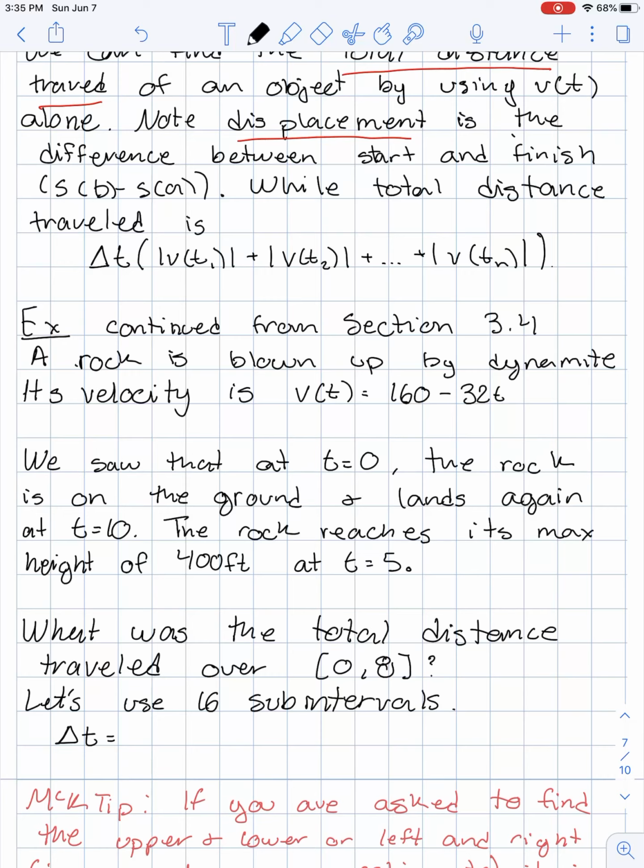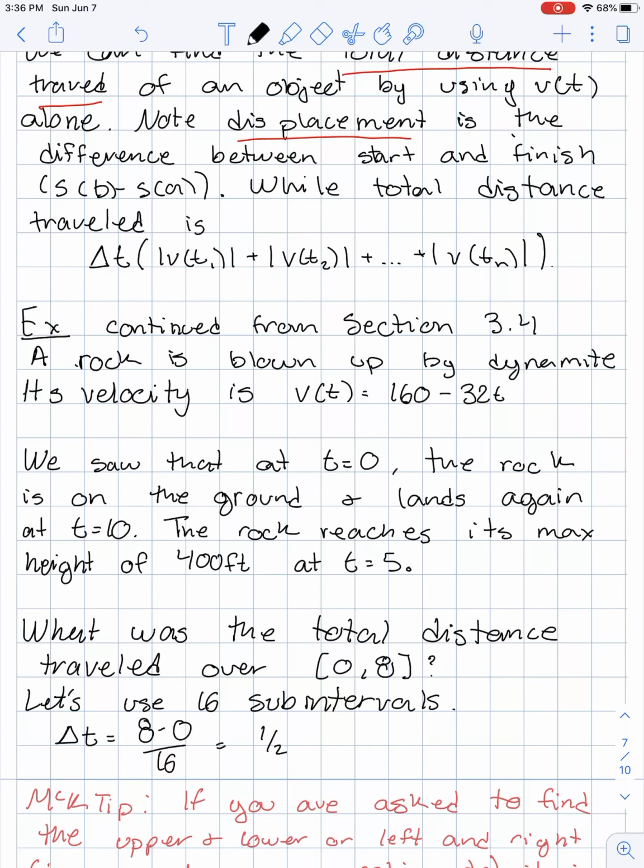So let's look at a more interesting subinterval, which is 0 to 8. I went up to my max and I'm almost all the way down. So let's use 16 subintervals, and we're gonna do left and right point. If we use 16 subintervals, delta t is gonna be 8 minus 0 divided by 16, which is 1/2.